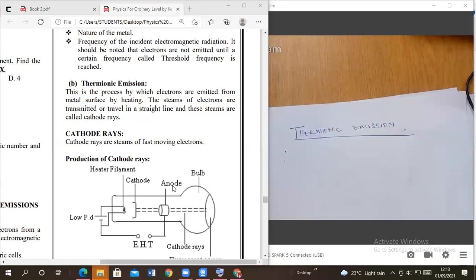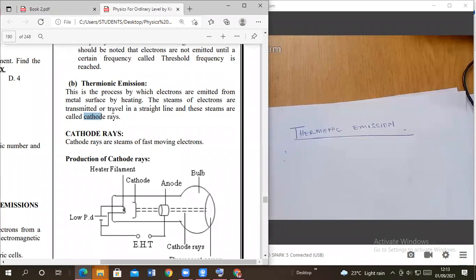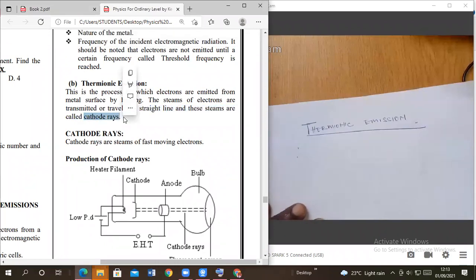Once we increase the temperature of a metal by heating that metal, what will happen? Electrons will be emitted from that metal surface. And the stream of electrons travels in a straight line. This stream of electrons is known as cathode rays. So we write the definition there.